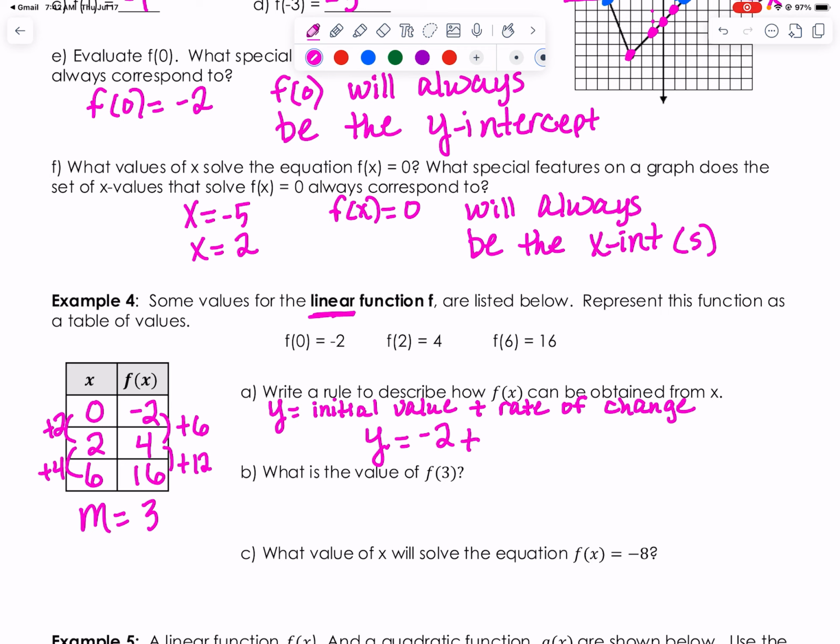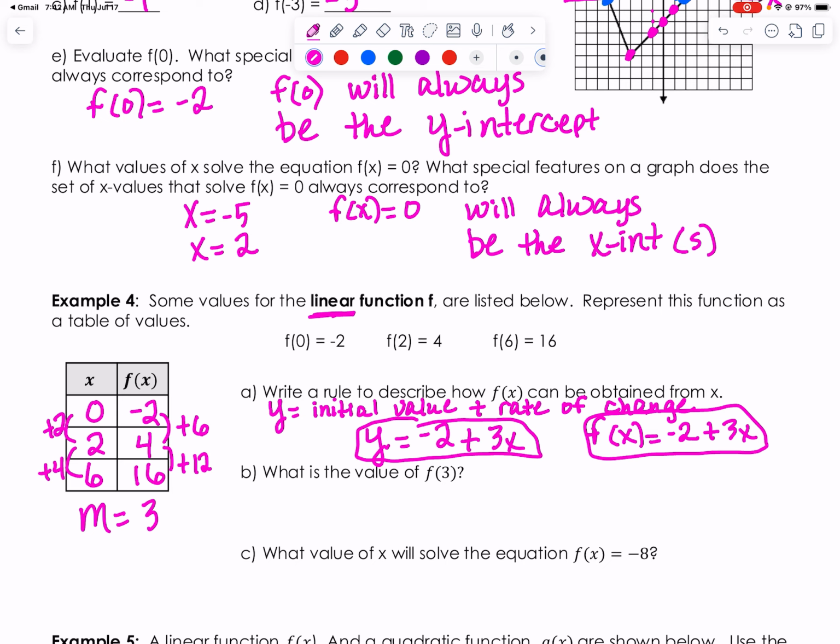So the rest of our equation would be y equals negative 2 plus 3x. So there's our function rule. But you know what? I should probably write this in function notation. So let me write it as f of x equals negative 2 plus 3x. It's the same thing. Okay.